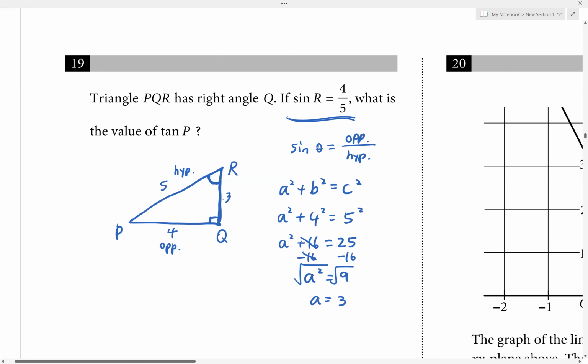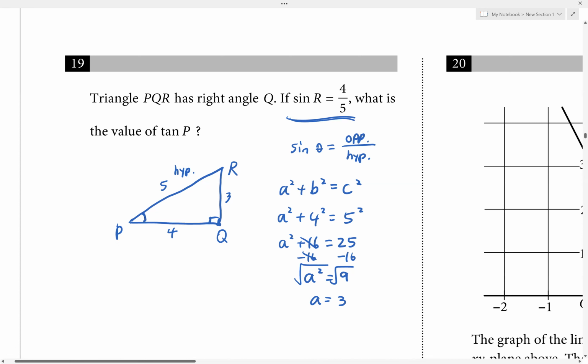All right, once we have that, now we can answer the question. The question is, what's tangent of P? Here we have to be a little bit careful. Tangent of angle P, so now we're switching angles. We're no longer looking at angle R, we're looking at angle P. If the angle switches, the opposite and adjacent sides will be different. The hypotenuse is always the hypotenuse, the longest side.